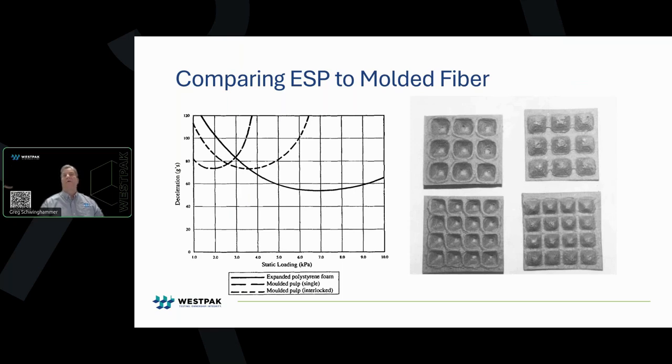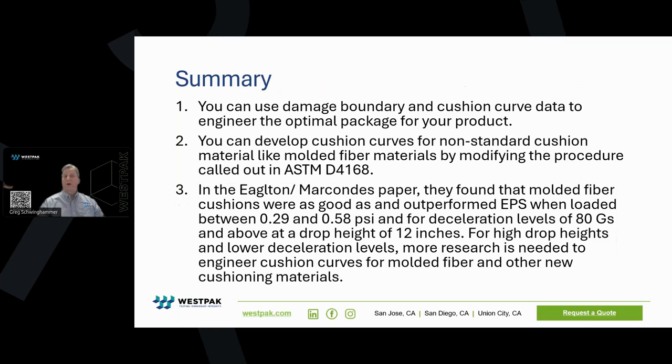And if you have other materials that could be used for more sustainable packaging, you can use the same methodology to develop those cushions. So in summary, remember you can use damage boundary and cushion curve data to engineer the optimal package for your product.